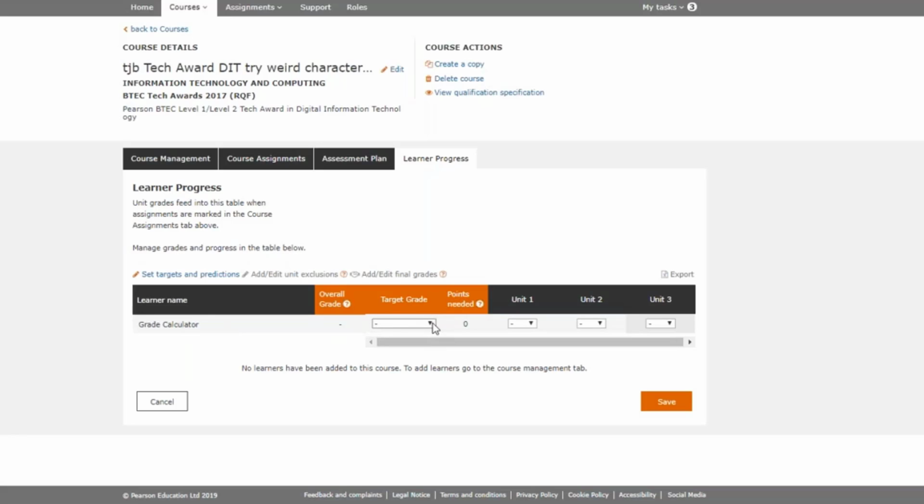The grade calculator will let you try out different unit results and see whether it all matches up to the target. Okay, so that was a quick flick through My BTEC. It's something worth considering.